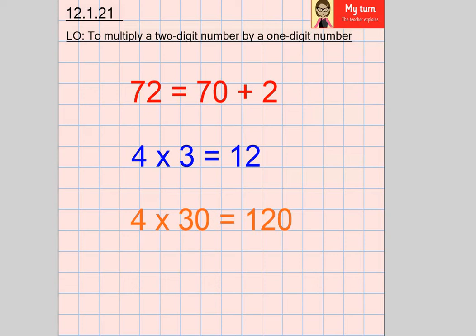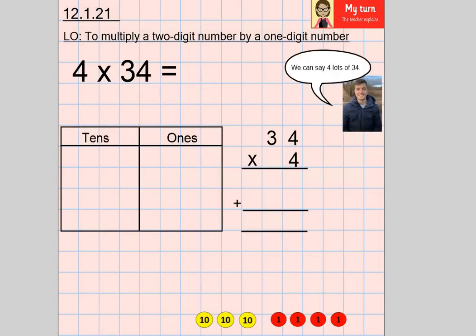We're going to be able to use our knowledge of simple multiplications like 4 times 3 equals 12, and then apply it for multiples of 10, so 4 times 30 would be 120. Today we're going to be looking at the ladder method, so here we've got 4 times 34. We can say 4 lots of 34. You can see that we've got a grid here with tens and ones, and then this is how it's set out. I'm going to show you and then you can have a go afterwards.